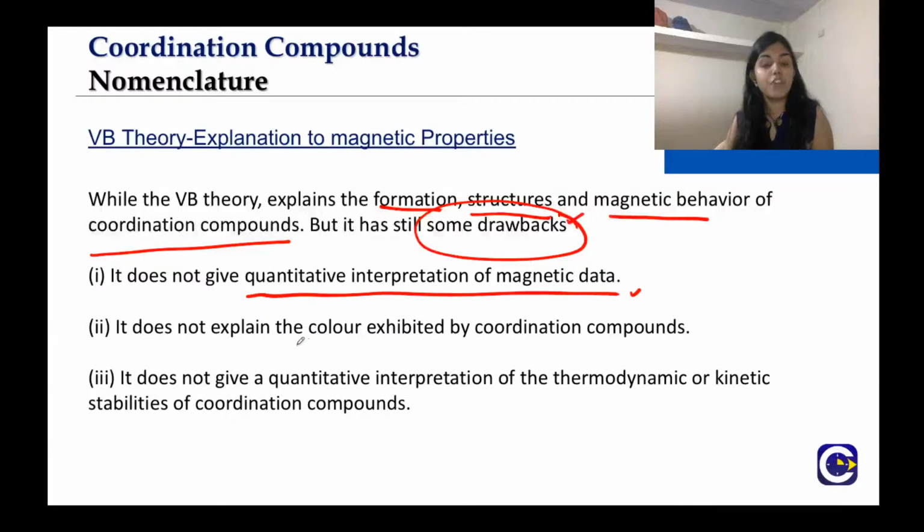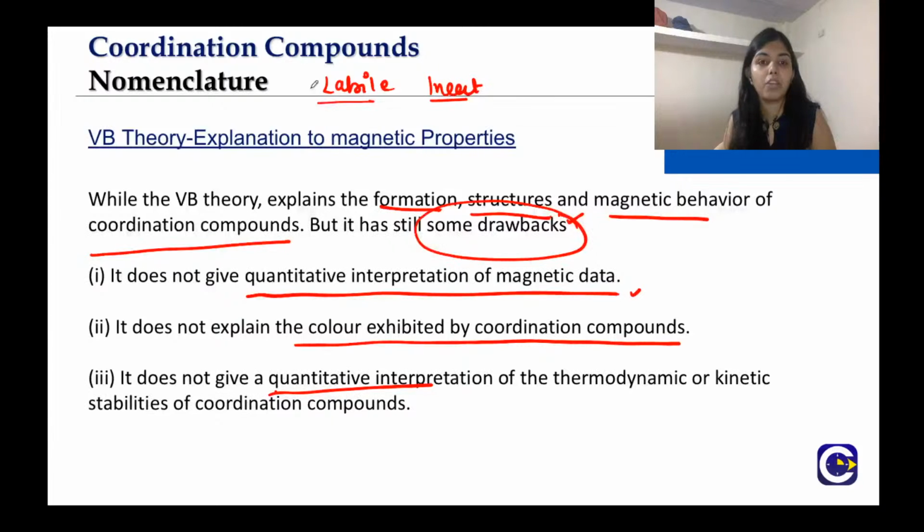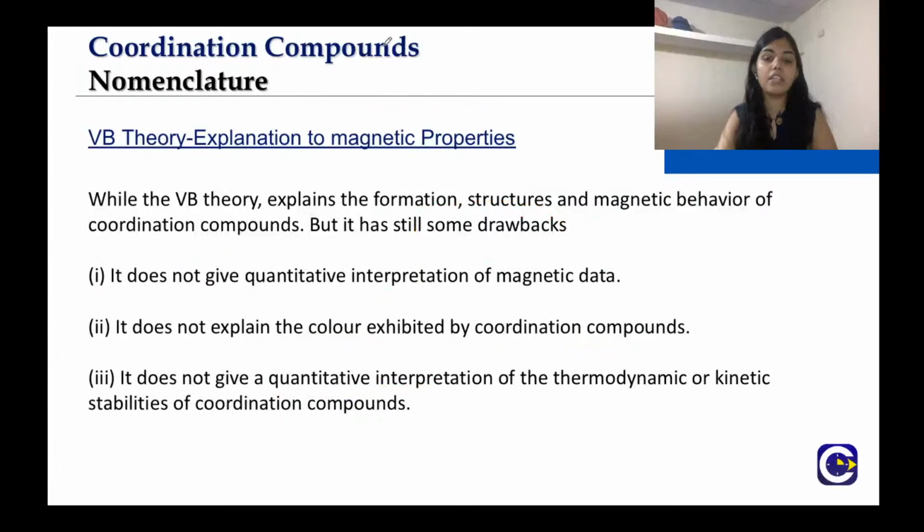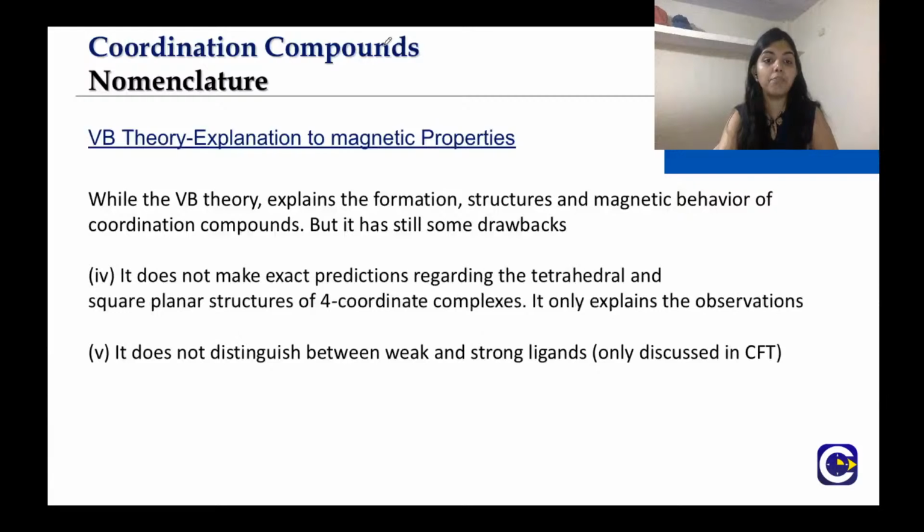And it does not explain the color that is exhibited by coordination compounds. It does not give a quantitative interpretation of whether a complex is thermodynamically stable or kinetically stable, right? So I guess we have done in session 1 what are labile complexes and what are inert complexes. That is also not explained by the valence bond theory, right? That which will be thermodynamically stable or kinetically stable. So all these things are not explained by valence bond theory.